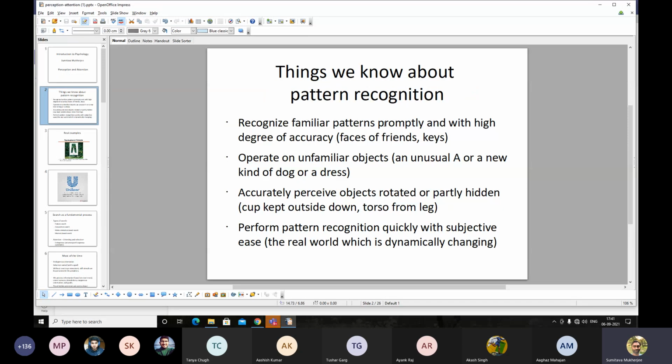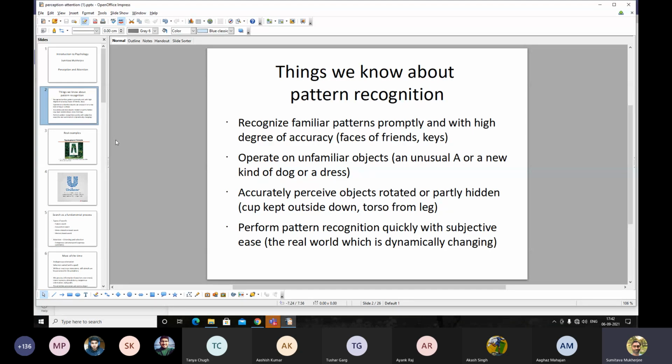We are able to recognize familiar patterns like faces of friends, as we saw, or keys. We are also able to operate on unfamiliar patterns or objects like an unusual A or a new kind of dog or these non-words as you were seeing. We are also able to figure out that there's an object even though we cannot see it, when it's partly hidden. And we do all that very dynamically and very, very quickly.